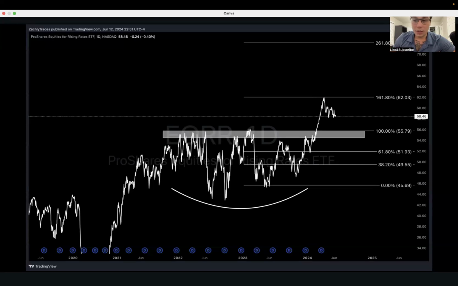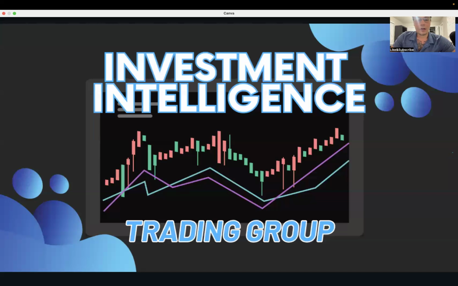So watch your 10-year treasury yield. Watch the EQRR. I think those are going to be some things that will help paint a clearer picture and make things a little bit easier for you to feel more confidence in your moves and plays on TLT.